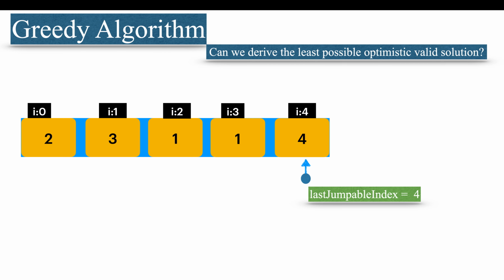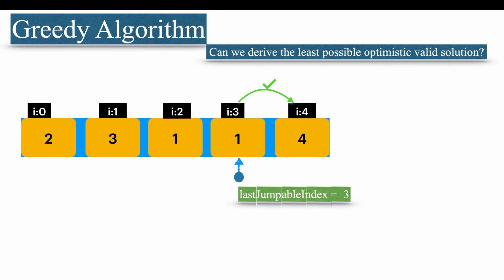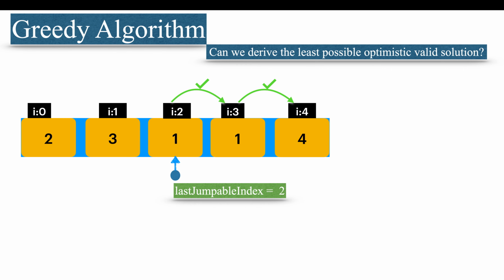4. So let's move on to the previous index, which is 3. From index 3, I can reach the last jumpable index, which is 4, so I can update the last jumpable index value as 3. It means if you are able to reach index 3, you can reach index 4. Let's move on to the previous index. From index 2, I can reach index 3 so I can update the last jumpable index as 2.